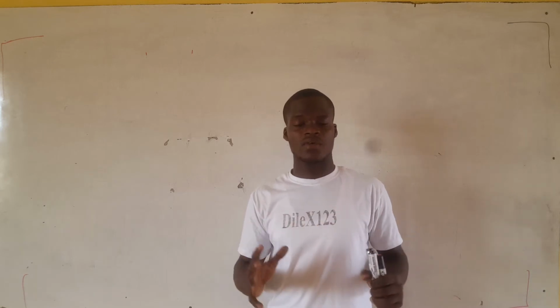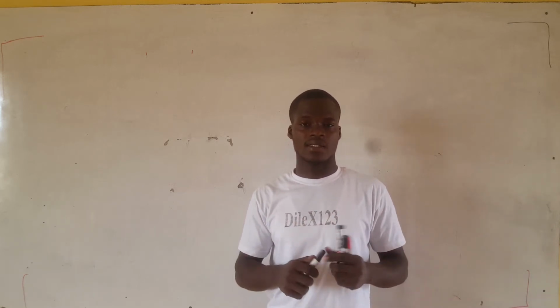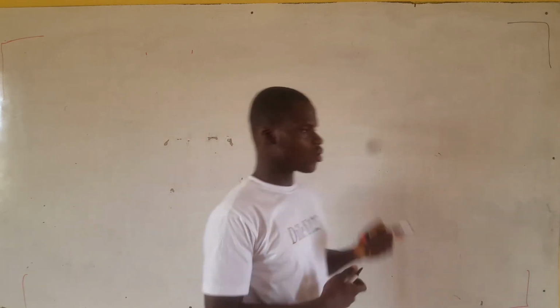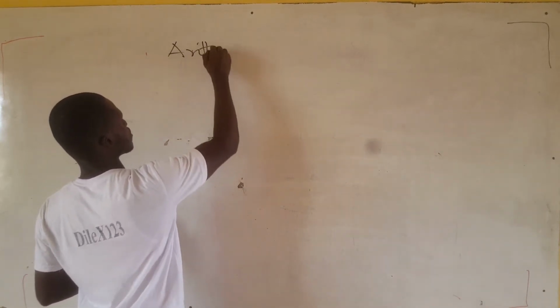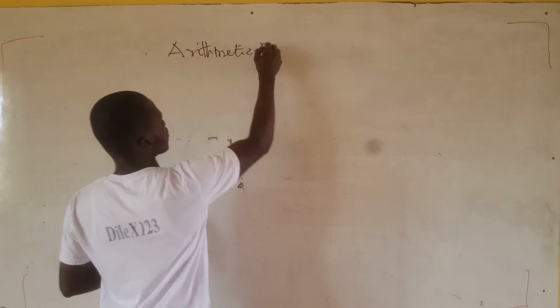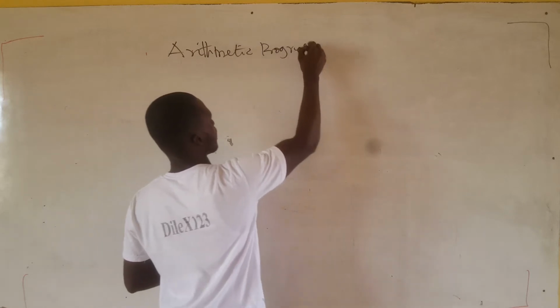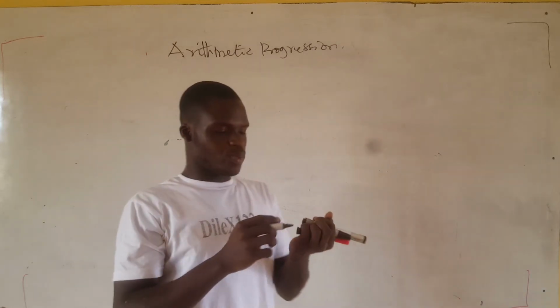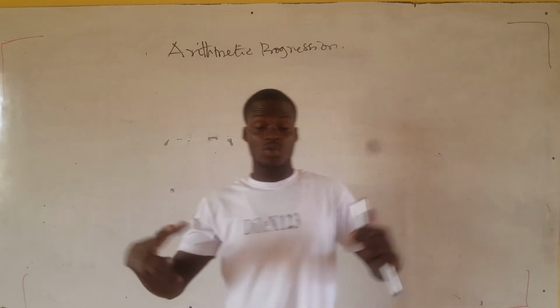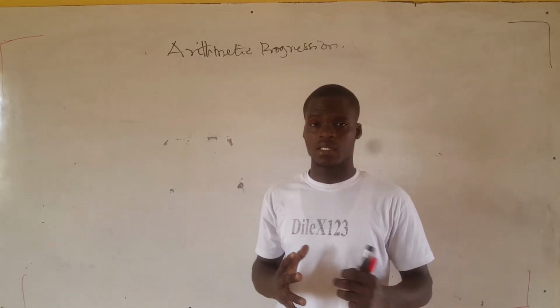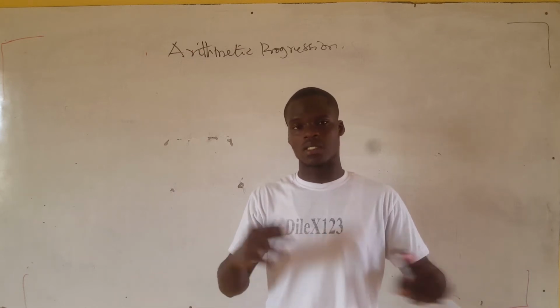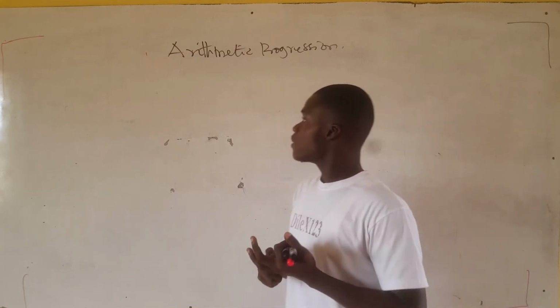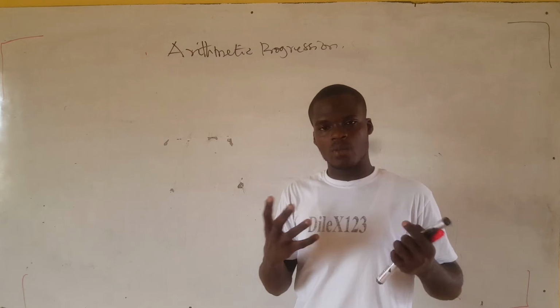Today we are considering arithmetic progression and our sequence and series. So, what is arithmetic progression all about? Because today we want to be able to prove the formula that can be used to add up any number of terms in a series of numbers or in a sequence of numbers. So, how do we prove that formula?